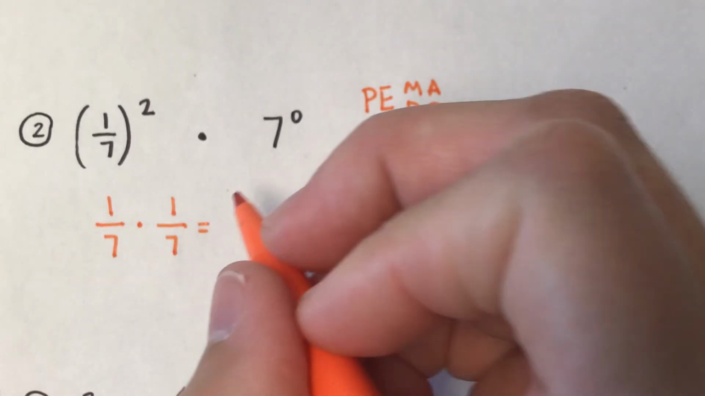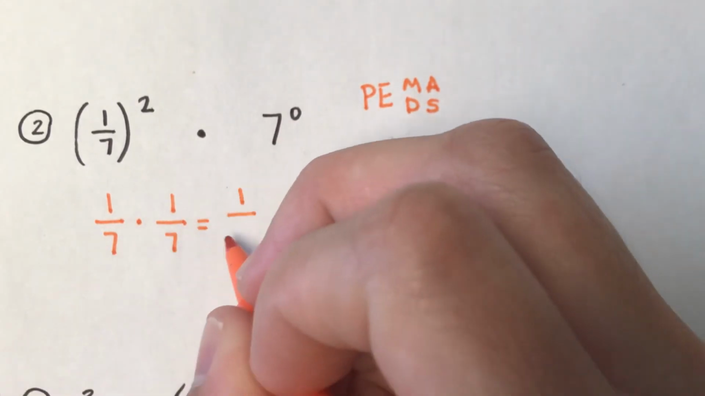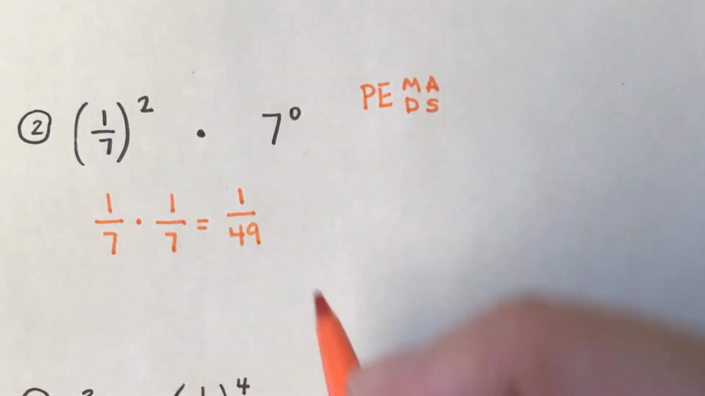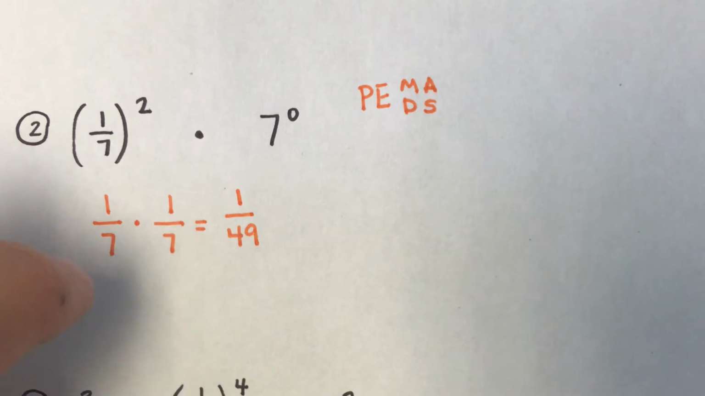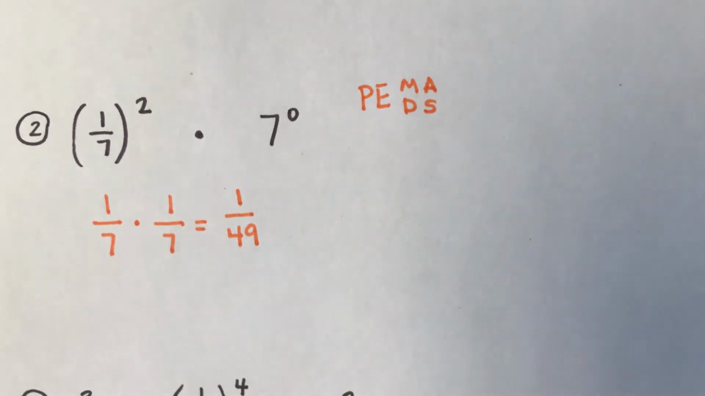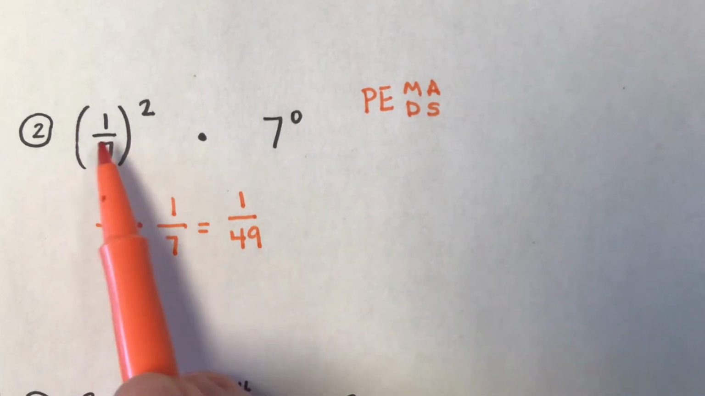All right, 1 times 1 is 1. 7 times 7 is 49. Make sure you don't get in a hurry when you do those, because a lot of people will do 1 times 1 equals 2. And then they'll also say 7 times 7 is 14. So just be careful that you're actually paying attention. All right, so I've done this.